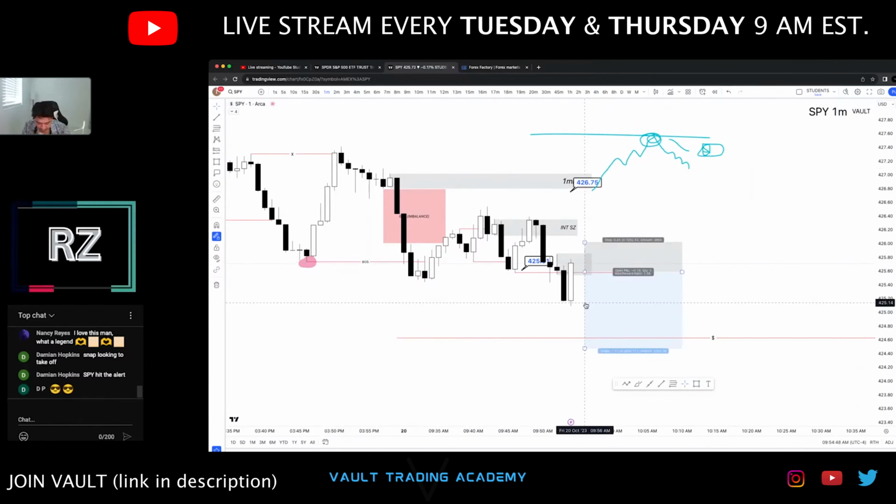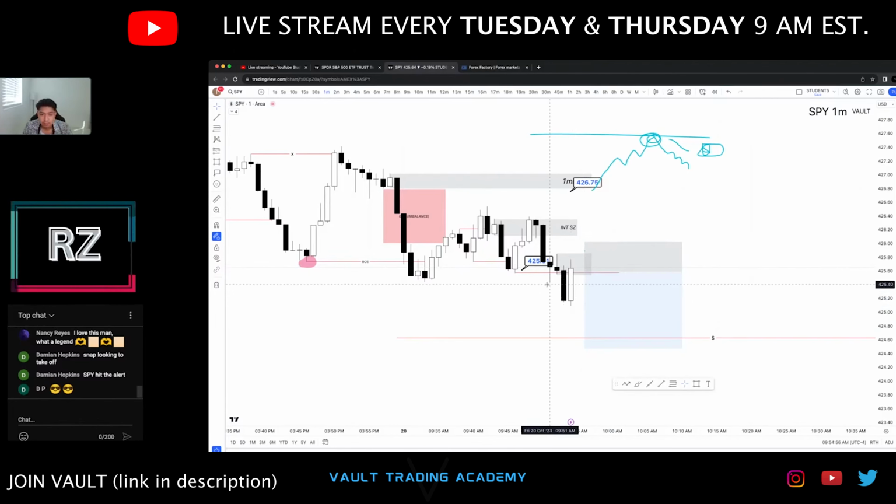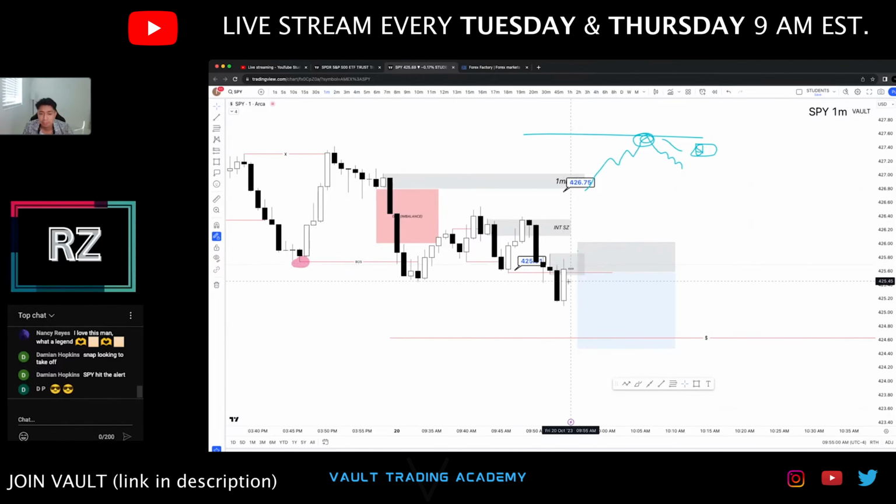So I'm looking at a 426 put. I just need to see a nice bearish candle. We did retest into a supply zone, and so what we're doing here is just waiting for a nice retest into these areas, and I just need to see a nice bearish candle to give me a nice sell off.